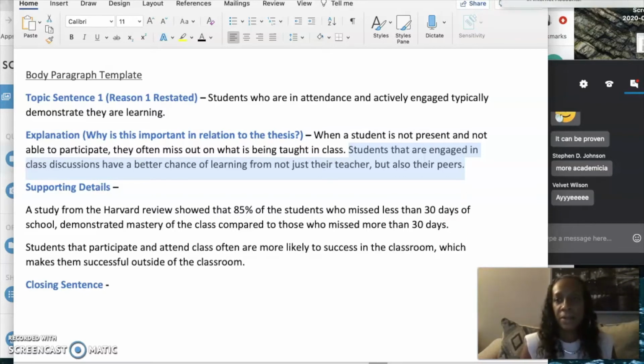So I'll start with the topic sentence. Students who are in attendance and actively engaged typically demonstrate they are learning. When a student is not present and not able to participate, they often miss out on what is being taught in class.